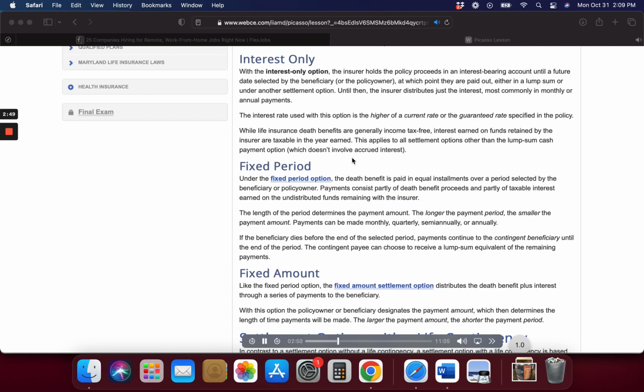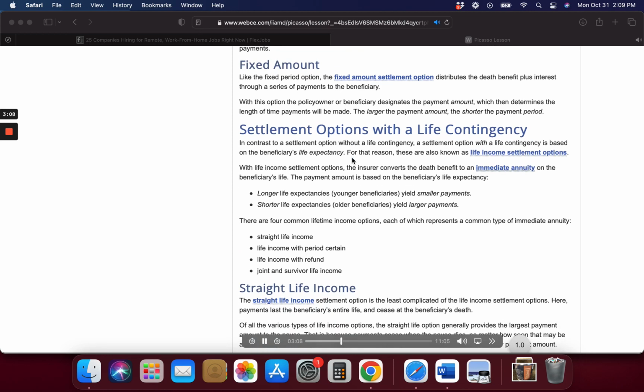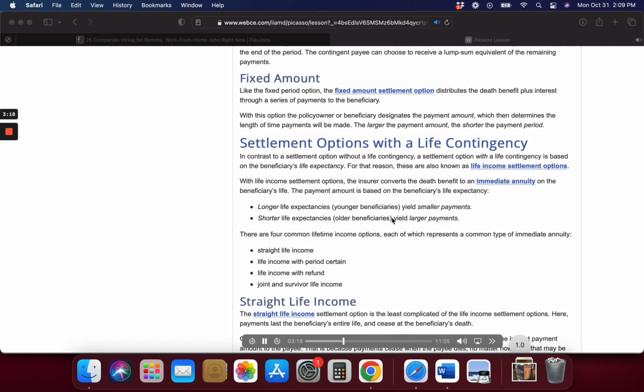Fixed period. Under the fixed period option, the death benefit is paid in equal installments over a period selected by the beneficiary or policy owner. Payments consist partly of death benefit proceeds and partly of taxable interest earned on the undistributed funds remaining with the insurer. The length of the period determines the payment amount. The longer the payment period, the smaller the payment amount. Payments can be made monthly, quarterly, semi-annually, or annually.